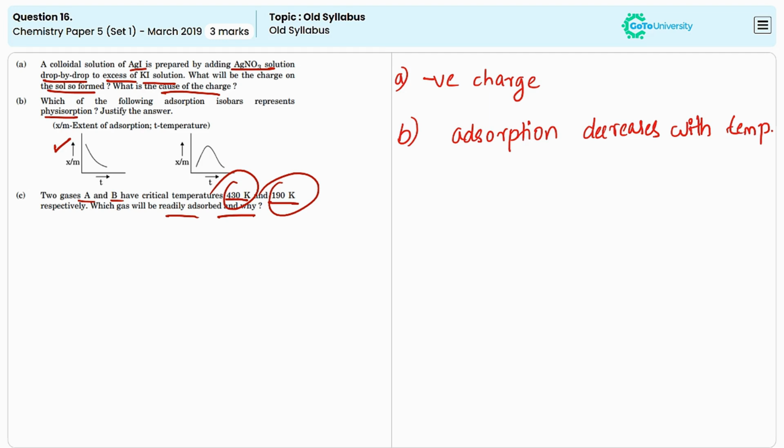So we can say the gas which is adsorbed easily will be A. With higher critical temperature it will liquefy more easily.